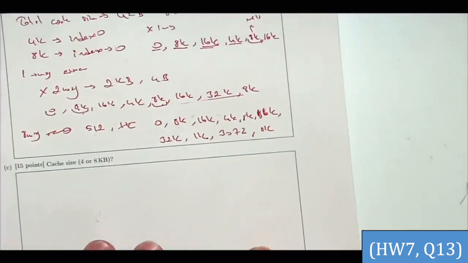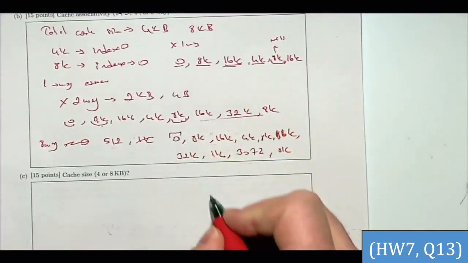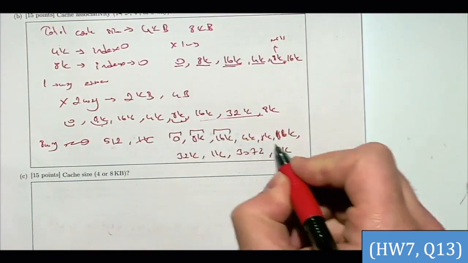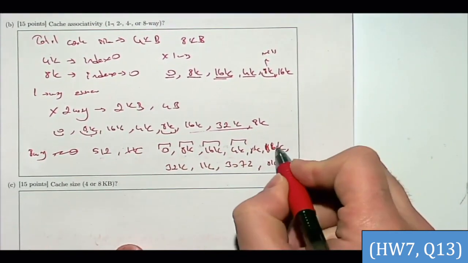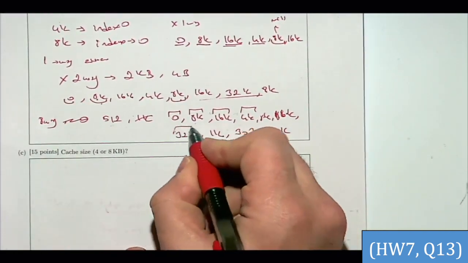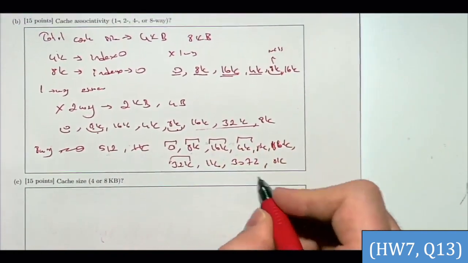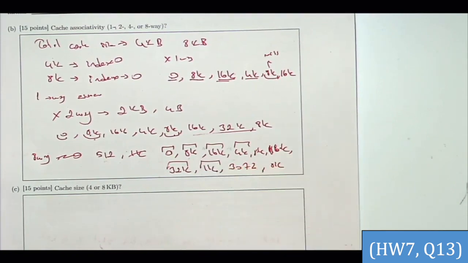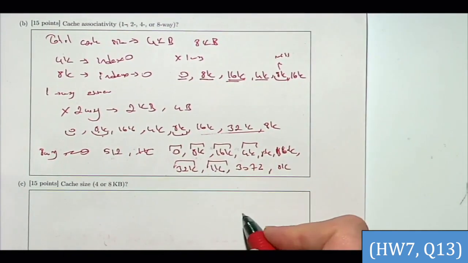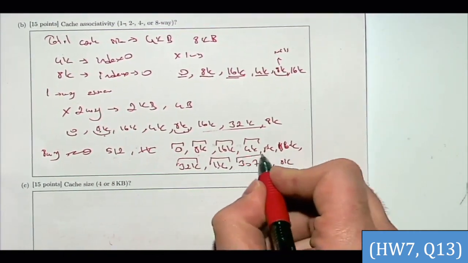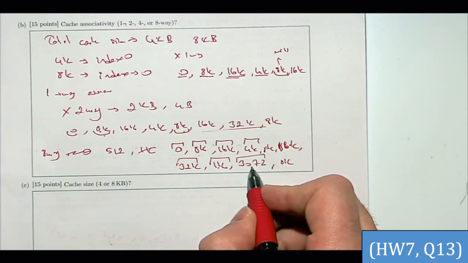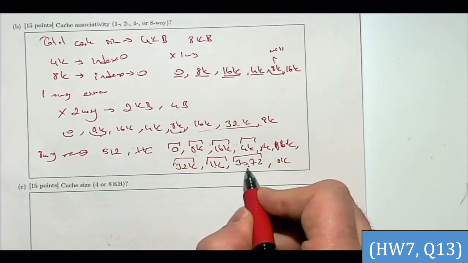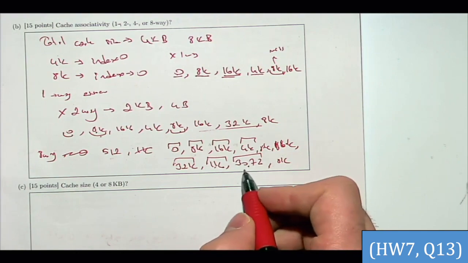If this was an 8-way, then this would be in cache. Again, this is already in cache, and this is already in cache. So there's a space to put it in the cache as well. There is also still a space to put this 1K address access into the cache, and also a space to put 3K into the cache, because this is an 8-way associative cache. And all of these have the same index.